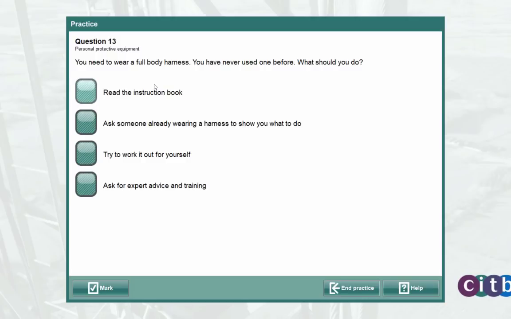You need to wear a full body harness. You've never used one before. What should you do? Read the instruction book. Ask someone already wearing a harness to show you what to do. Try to work it out for yourself. Ask for expert advice and training.